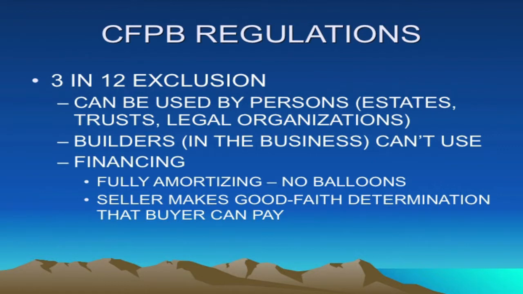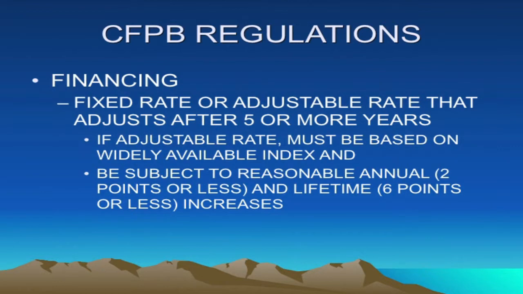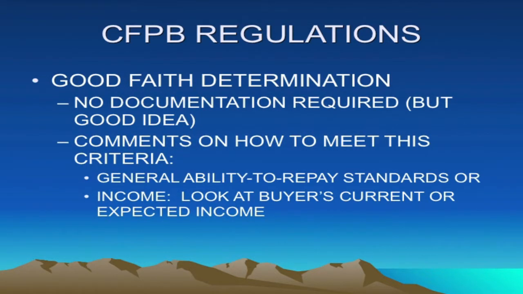So if you're doing 2 or 3, no balloons, and there does have to be a good faith determination that the borrower can make the payments. However, the good news is that we also have to have a fixed rate or adjustable rate that we talked about in the first one, and it has to be tied to a reasonable index.